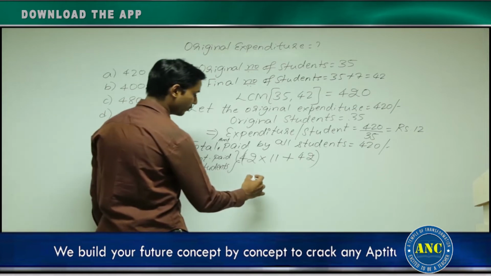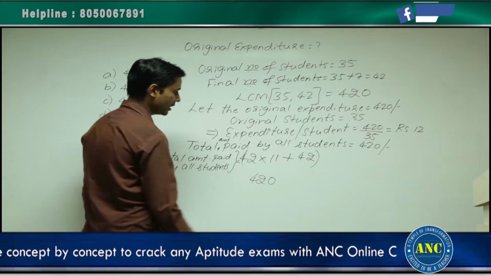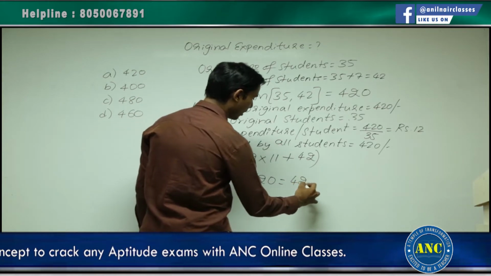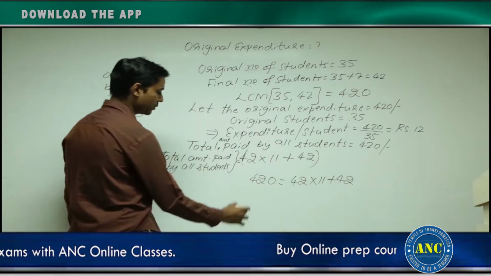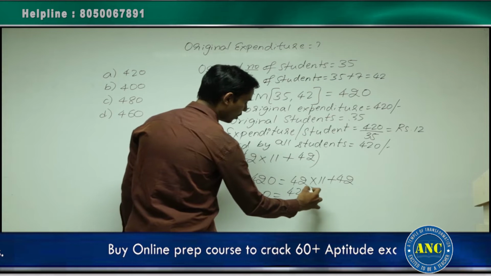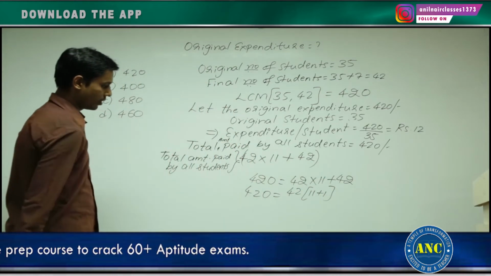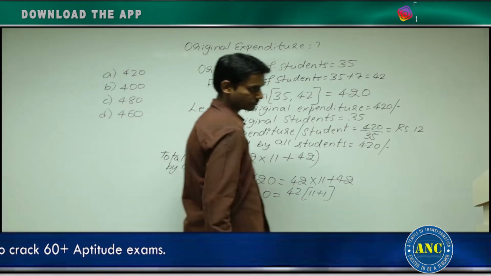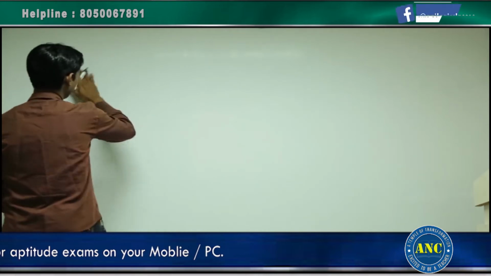If I equate both of them, then 420 is equal to 42 into 11 plus 42. This becomes 420 is equal to 42 into 11 plus 1. Clear, right?